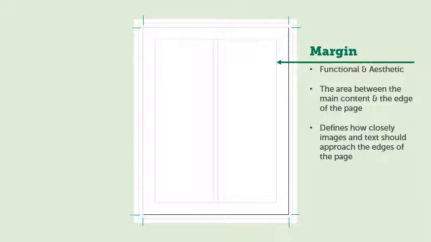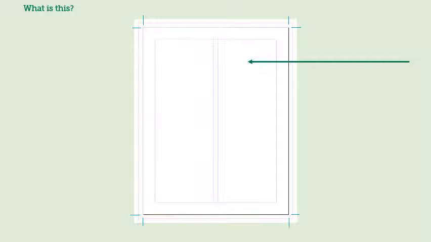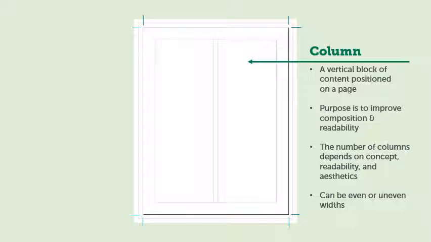The margin is going to define how closely the images and the text should approach the edges of the page. And you, designer, set the margins of the document. Okay, so if that was the margin, what is this space inside the page called? This is the column. So a column is a vertical block of content positioned on a page.